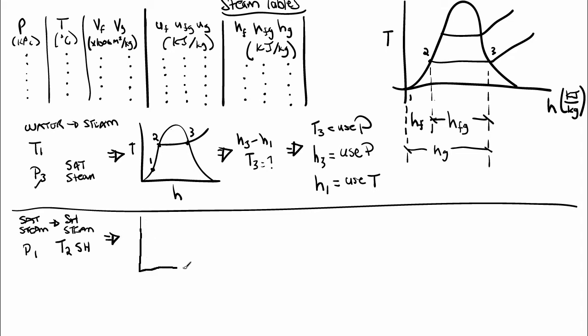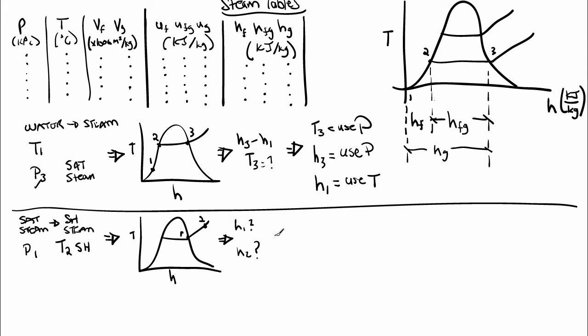Let's do that. T, H. So I know that I'm a saturated steam. That tells me I'm right here. And I'm a superheated steam. It tells me I'm right here. So I've got state 1 and state 2. So what do they want to know? They want to know H1 and H2.